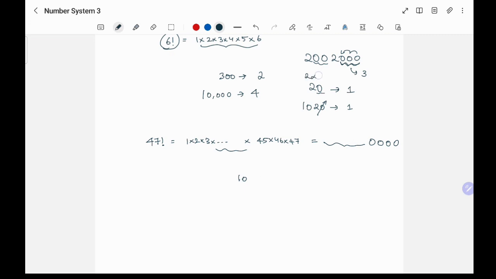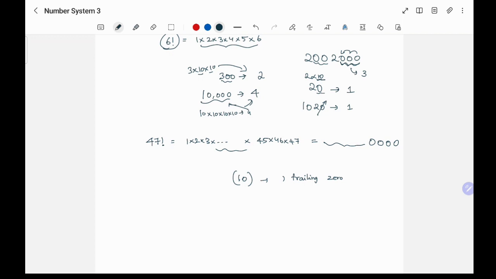So 20 is nothing but 2 into 10. You can see if there is a 10 in the multiplication, then you will get one trailing zero. Right? So 10,000 is nothing but 10 into 10 into 10 into 10. You have 4 tens in the expression, so you have 4 trailing zeros. In 300, it is 3 into 10 into 10, so you have 2 trailing zeros because of 2 factors of 10. Similarly, for any number, the number of trailing zeros will be equal to the number of tens that can be present in the given number. You can say the factors.